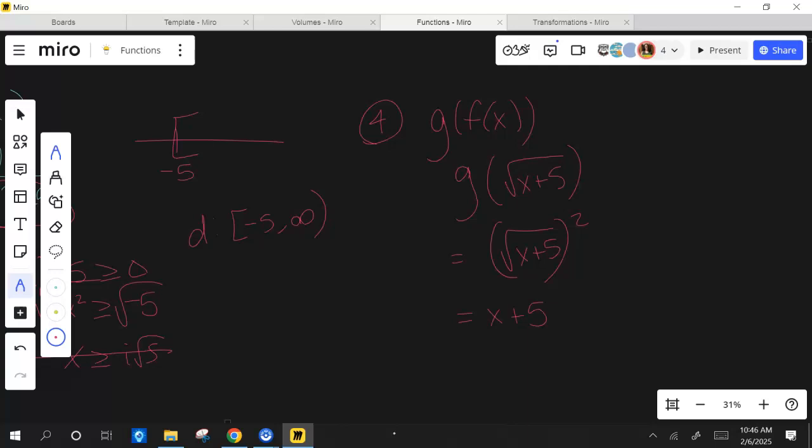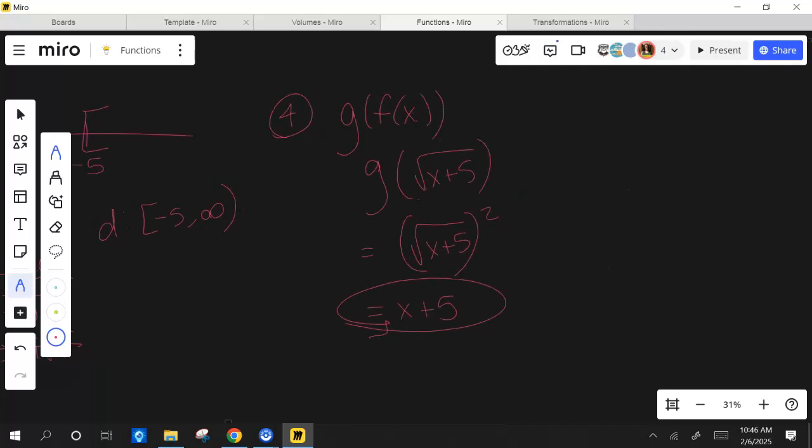When I square this one, I just get x plus 5. Okay? Does x plus 5 on its own create any restrictions? No, it's linear. It's negative infinity to infinity. So the only thing I have to think about is what restrictions did I start with? Negative 5 to infinity. See how these keep coming back? Negative 5 to infinity.